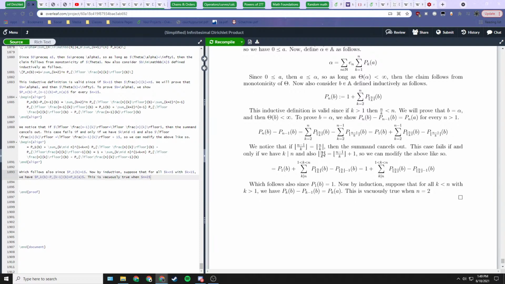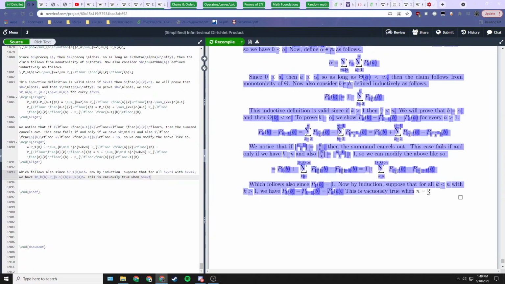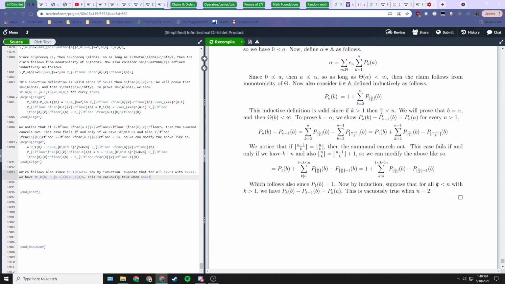So we're taking this inductive premise. Suppose by induction that for all k strictly less than n with k strictly greater than 1, we have p sub k of b minus p sub k minus 1 of b as being equal to p sub k of a. This is true vacuously when n equals 2, since there's no k strictly less than 2 with k strictly greater than 1. There's no integers like that.